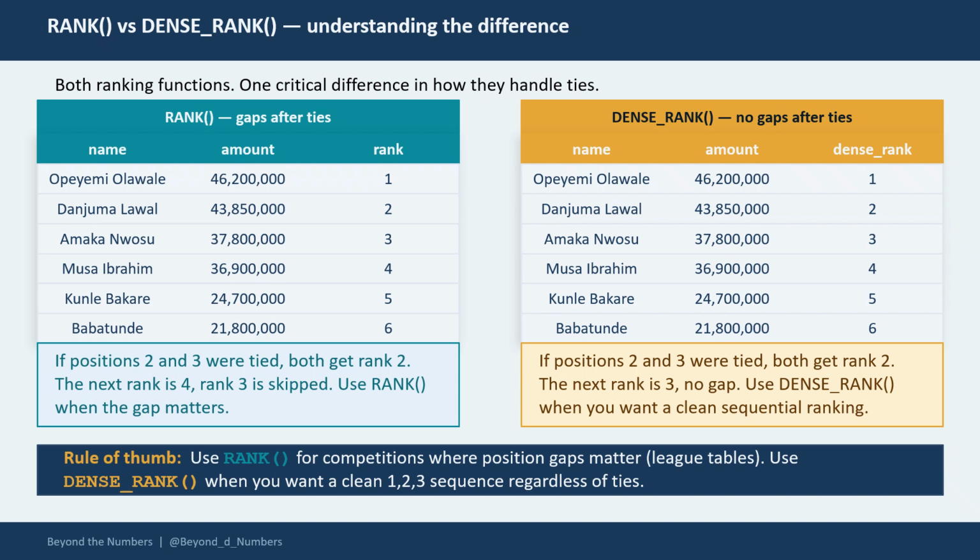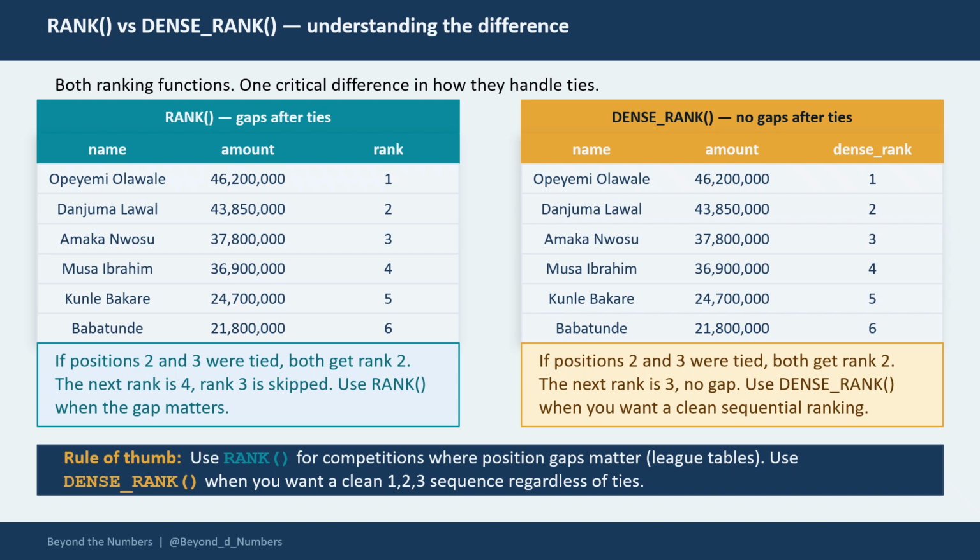There's no gap, unlike when you use rank alone. So dense it doesn't have any spaces in between. The rule of thumb for this is you use rank when the gap matters, like a competition leaderboard where tied teams share a position and the next team drops below both. You use dense rank when you want a clean 1, 2, 3 sequence regardless of ties.